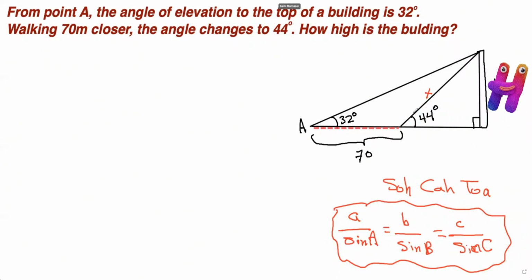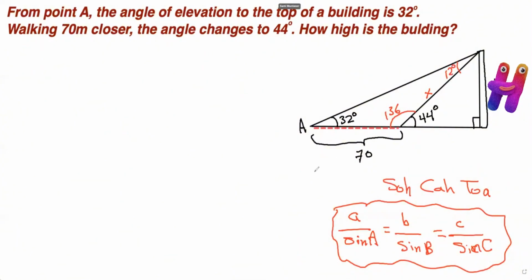So if this is 44, then this is 136 because that adds up to 180. Angles on a line add up to 180. So 136 plus 44 is 180. Now we need to find this third angle as well. So here we have to go 180 minus 136, which gives me 44, minus 32, which gives me 12. And this angle here is 12 degrees.